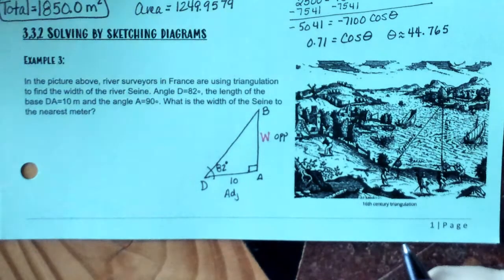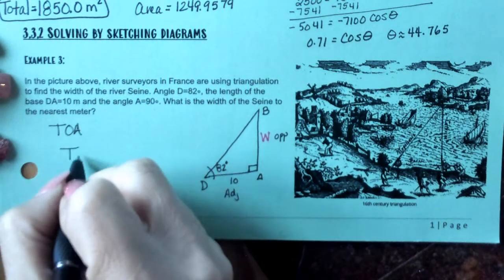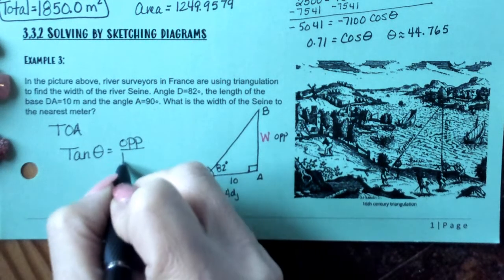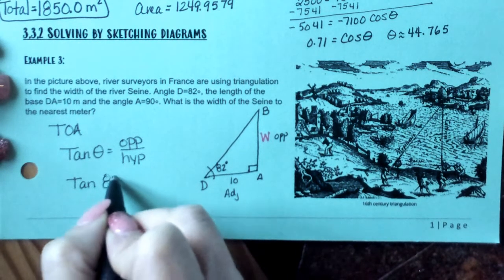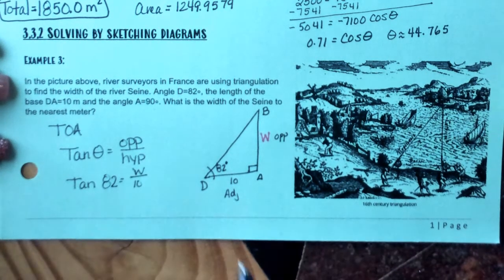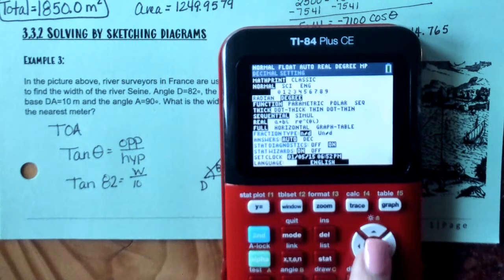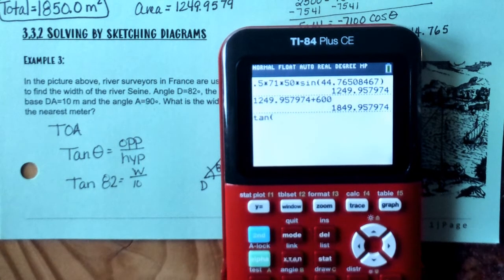I'm going to just focus this one more time. Which trig function involves opposite and adjacent? SOH CAH TOA. That would be tangent of theta equals opposite over adjacent. So that means tangent of 82 degrees equals opposite over adjacent. Remember, anytime you're doing degrees, make sure that you are in degree mode, not in radians. So I'm going to do tangent of 82 equals that.